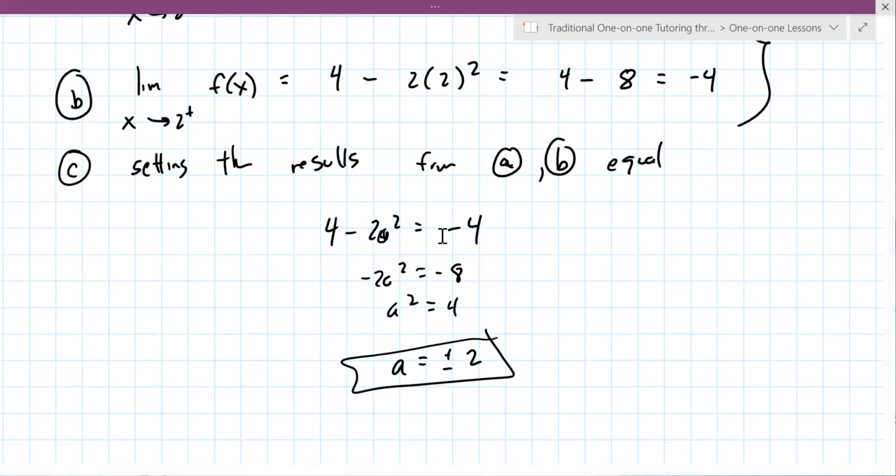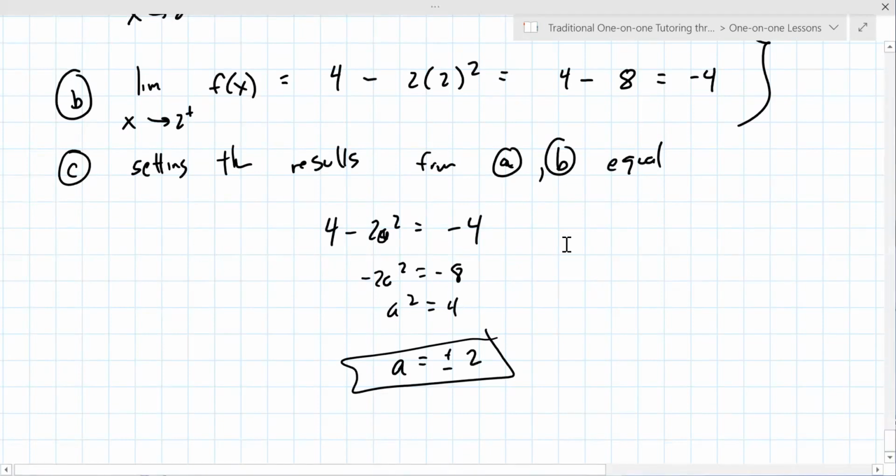Okay, and justify your answers, what you just did. So are both plus 2 and -2 continuous at that point? Yes. At 2, it's continuous if a is 2 or -2. Okay.